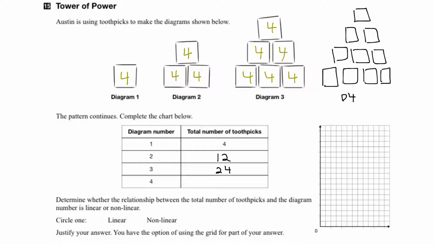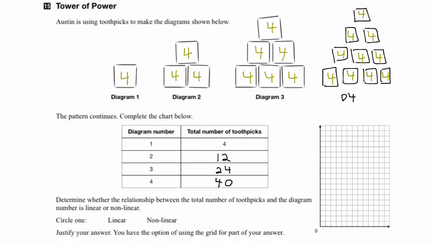So if each of these boxes requires 4 toothpicks to make it, we have 1, 2, 3, 4, 5, 6, 7, 8, 9, 10 of those boxes, each with 4 toothpicks. So the number of toothpicks required would be 4 times 10, or 40. So now that we have this relationship, we have to determine, is it linear?